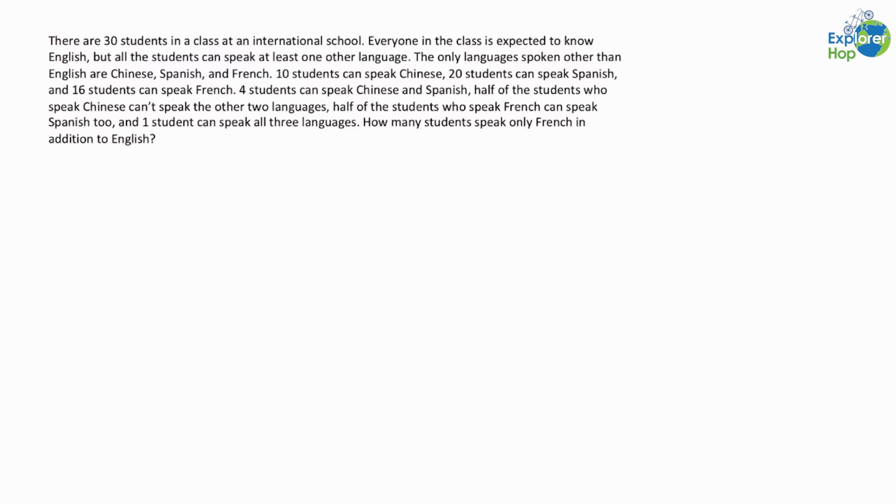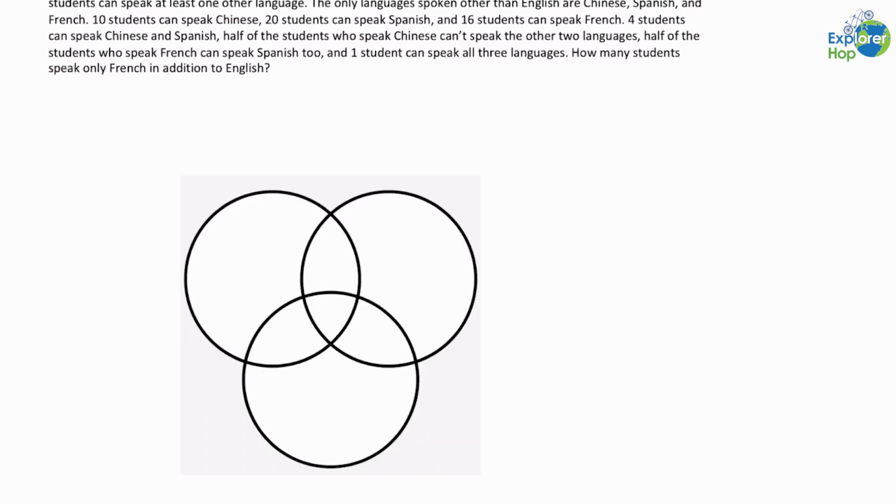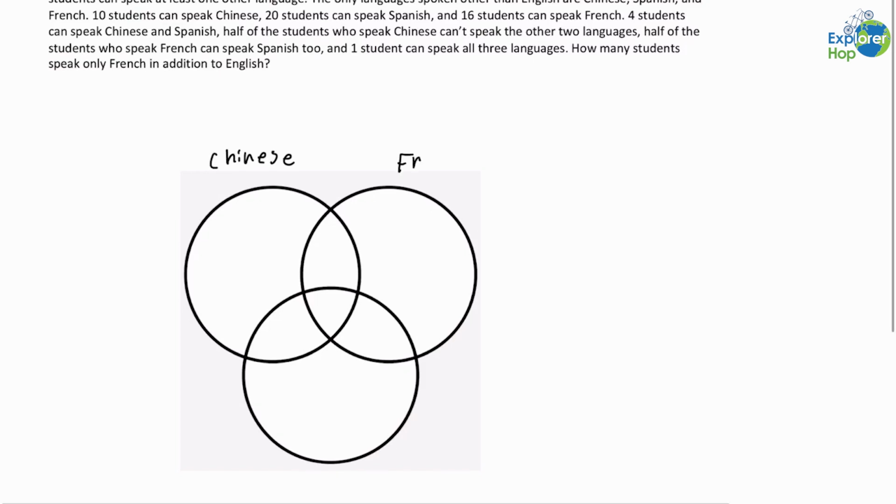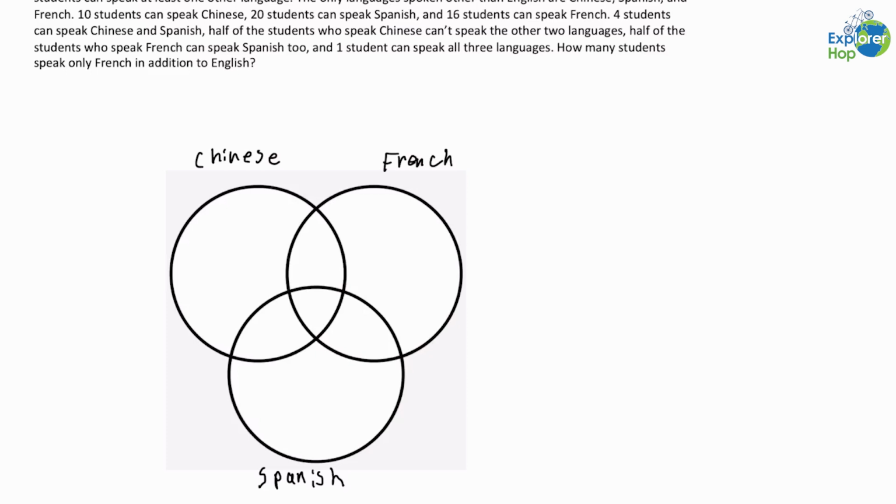So let's first start by creating a Venn diagram to help us organize all the information that we're given. So after we've drawn a Venn diagram, we'll label the three regions Chinese, French, and Spanish. So we'll call this Chinese, French, and Spanish. So first, let's start in the middle.